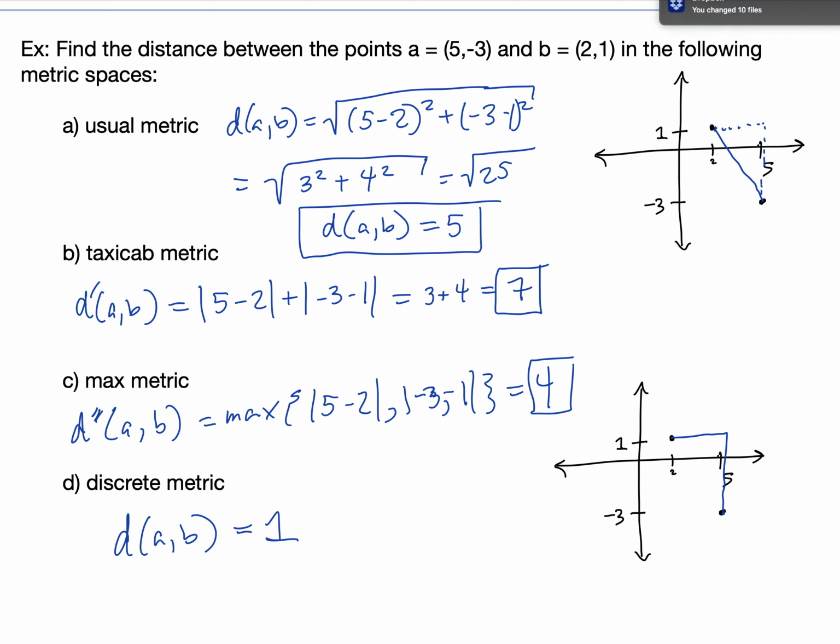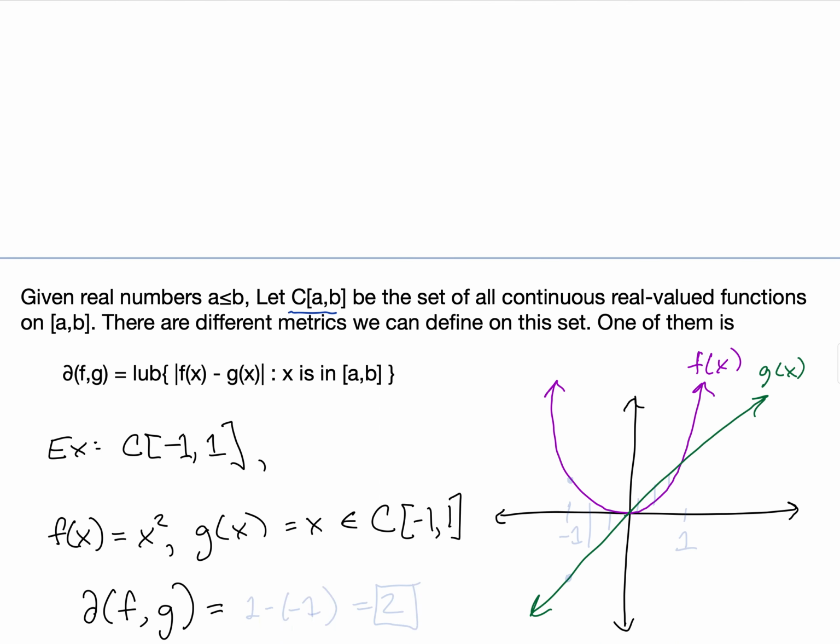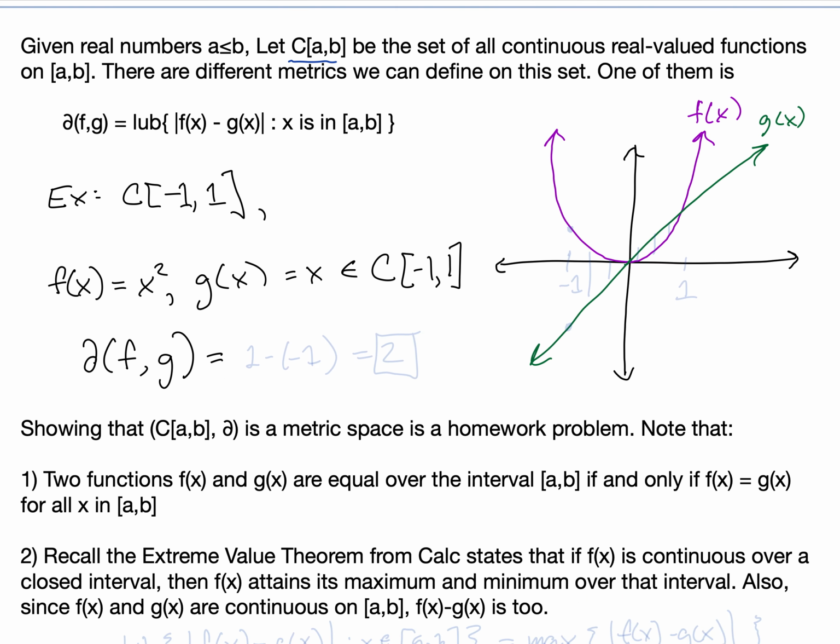Now we're going to look at some examples of metric spaces where the set we're interested in is not the n-dimensional set of real numbers, but some other set. So let's first consider the set C[A,B], and we're defining that to be the set of all continuous real-valued functions over the closed interval from A to B. There are different metrics we can define on this set.